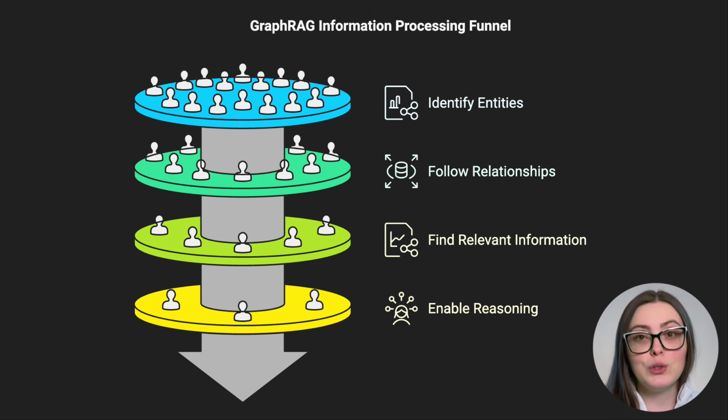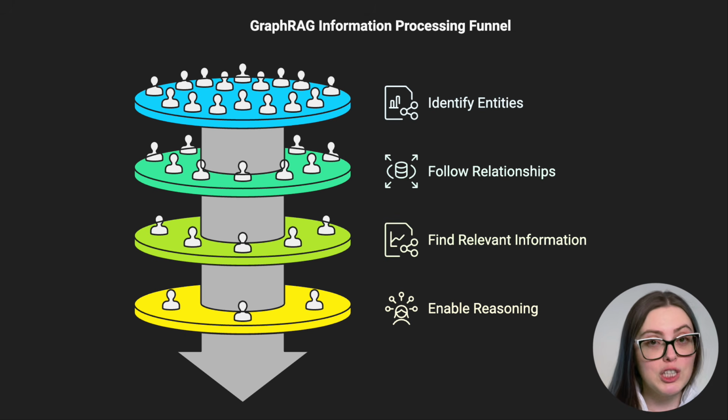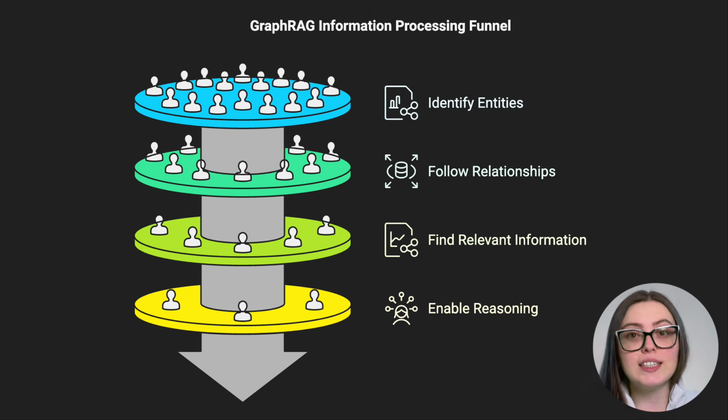Graph RAG is a solution for applications with complex relationships between entities and for use cases where relationship information is as important as entity information.